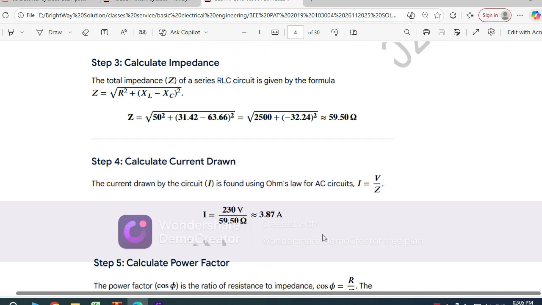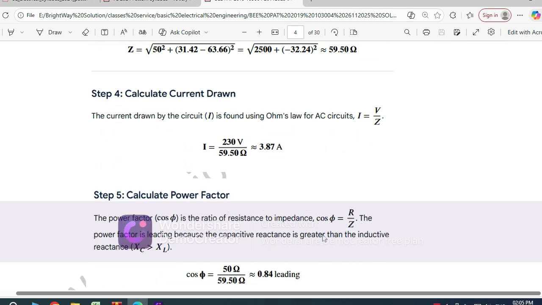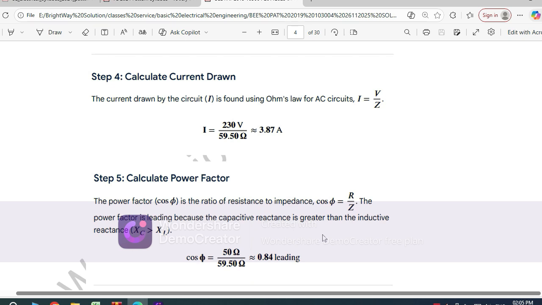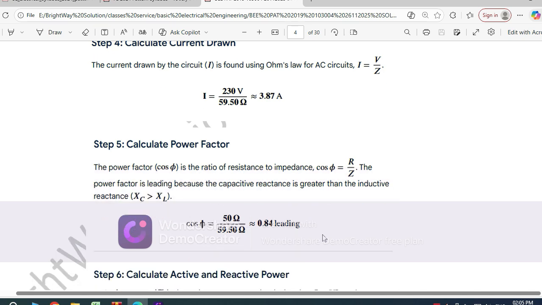Next, calculate the total current. The applied voltage is 230 volt. Just divide it by Z and you get the value nearly 3.87 ampere. Correct. Now calculate the power factor.